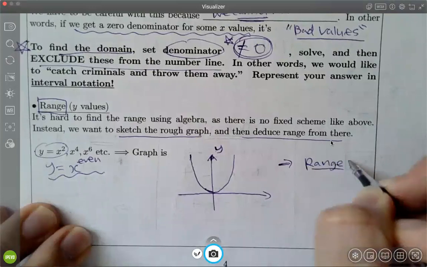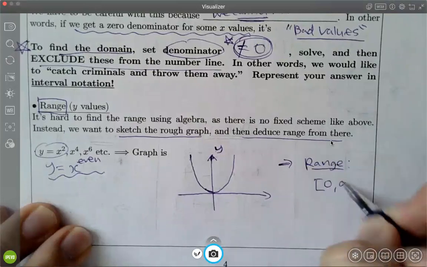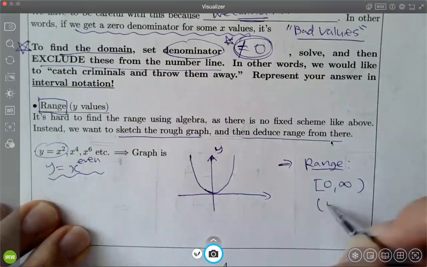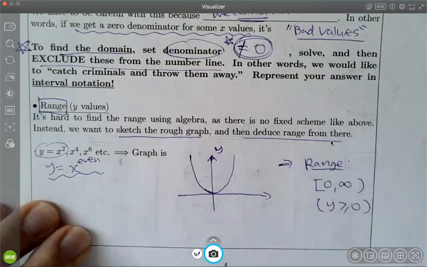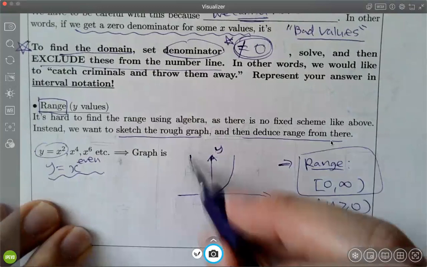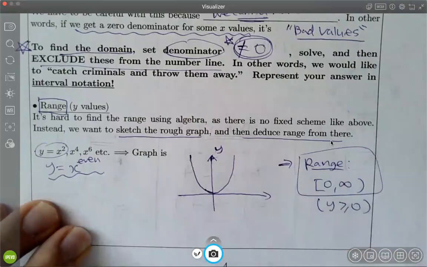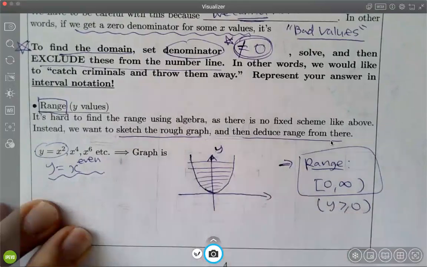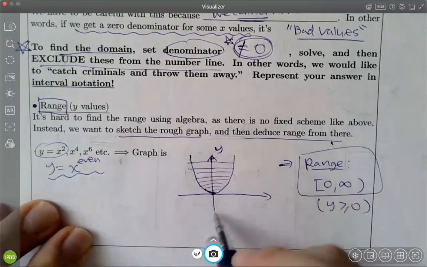What are the symbols? Bracket on 0, and infinity is parentheses. Does everyone see that? In other words, y is greater than or equal to 0. What's the reason? Because on the graph, all the positive y values are on the graph. What about 0? It's at the origin. But there are no negative y values on the graph. So that's the range.